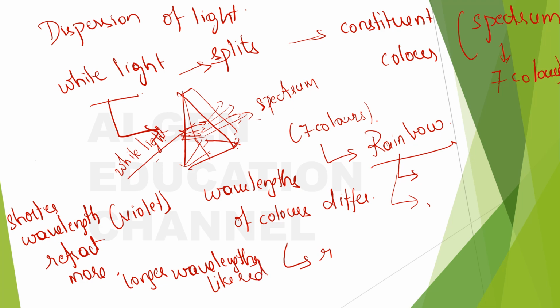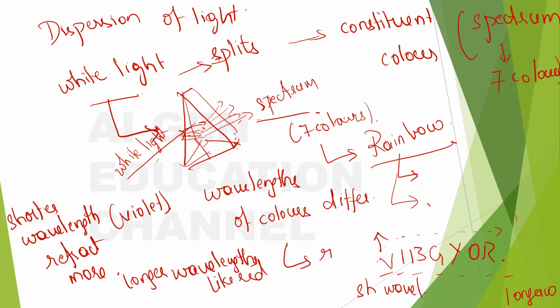You know this VIBGYOR, right? All the colors: violet, indigo, blue, green, yellow, orange, red. Here you have the shorter wavelength, and here you will have the longer wavelength. So the capacity to refract is more here as compared to red. This keeps on decreasing, and it will be least here. Because of these differences in wavelengths and refracting capacity, you will get to see a spectrum when white light passes through the prism. I hope now everything is clear with this.